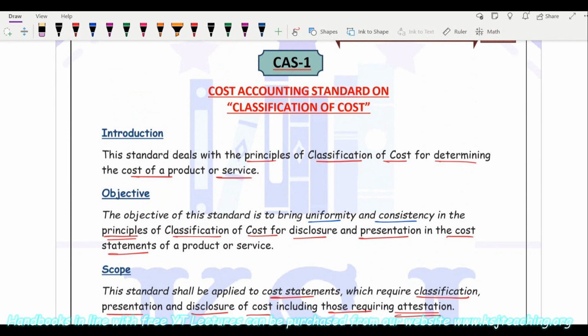Very important, the very base of cost accounting, right? Whatever the cost that you are incurring, it should be properly classified. Otherwise, you will not be able to identify the right cost of the product, and accordingly, you will not be able to identify the selling price and what is the profit that you are earning on that product. So this was Cost Accounting Standard 1.